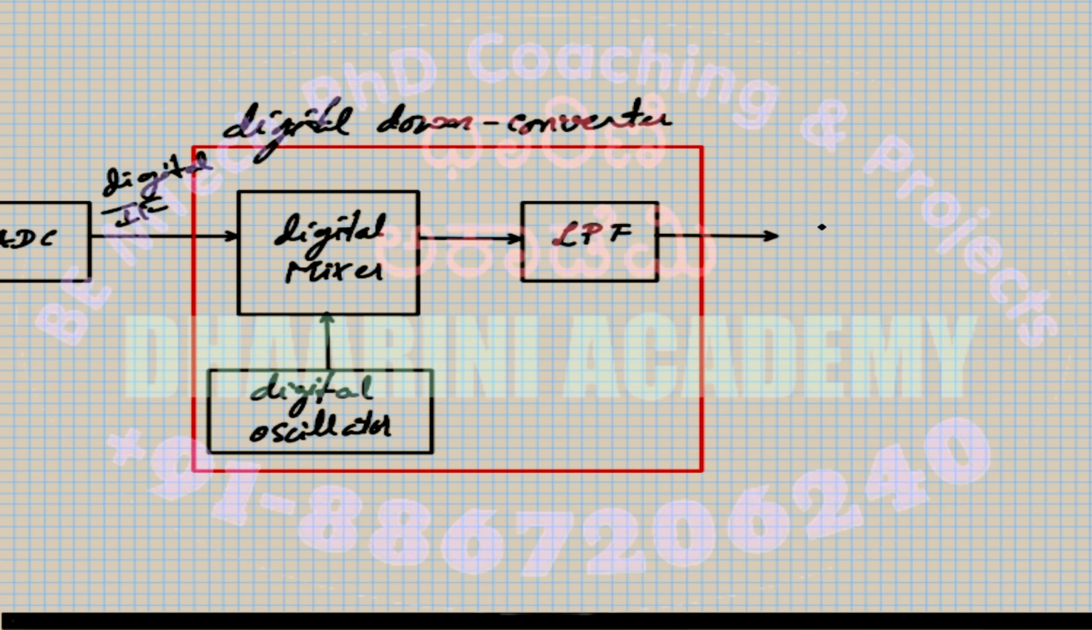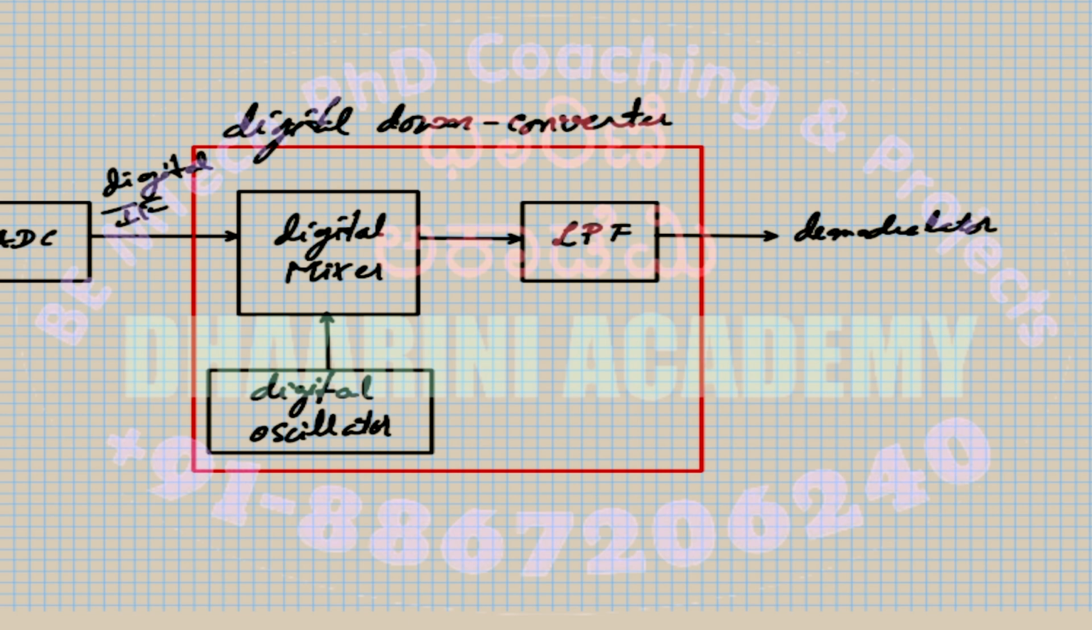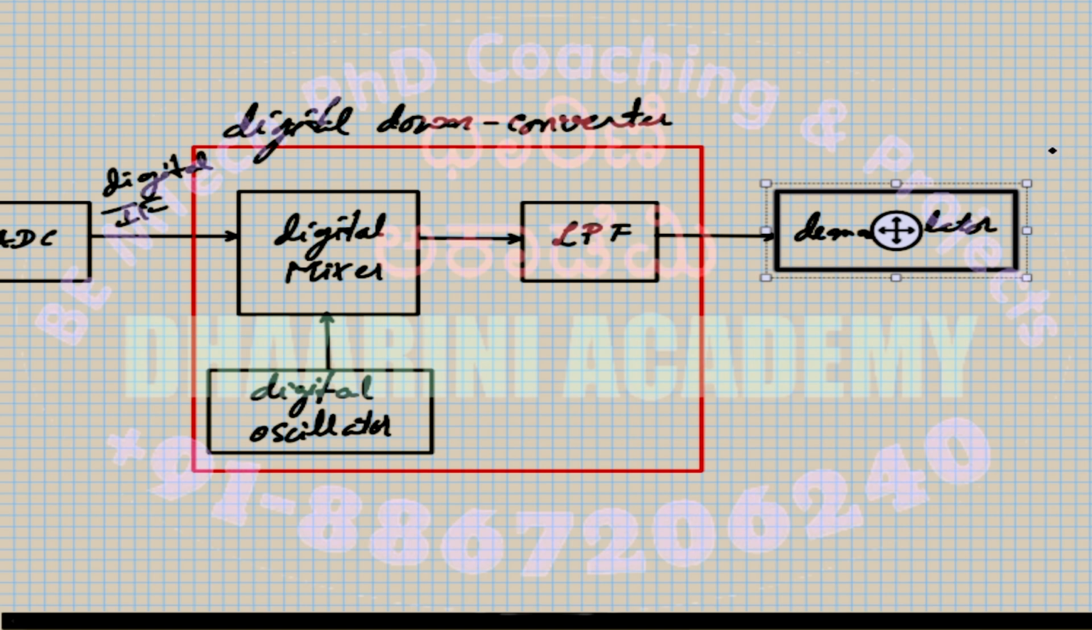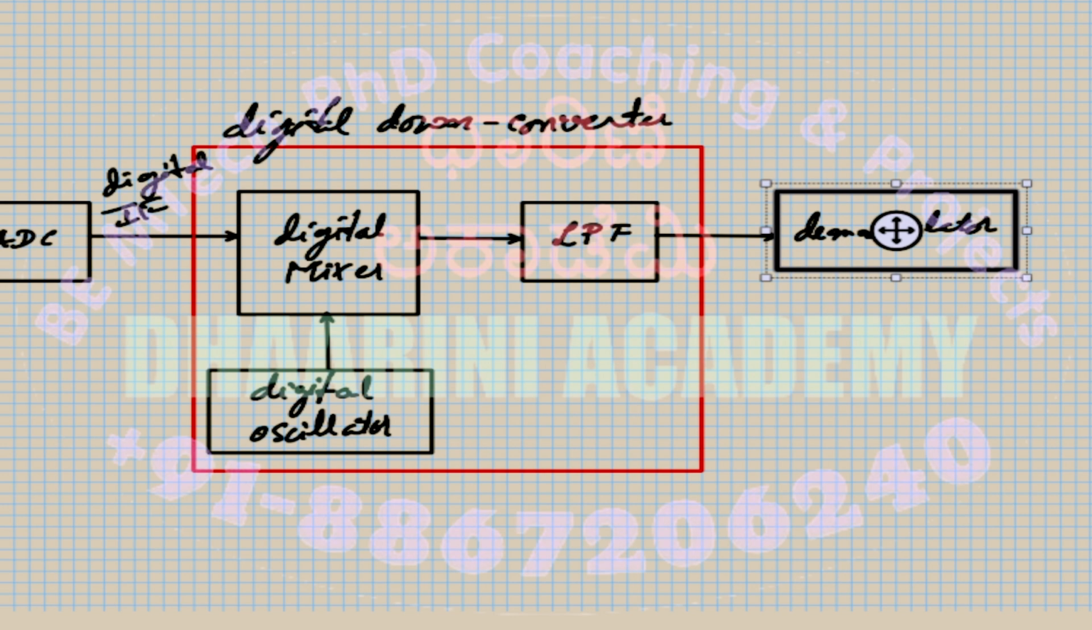All right. So now perform the demodulation using a demodulator. According to what modulation was taken on the transmitter side, you have to do the reverse over here, right? Like if you had chosen PSK, you'll do the PSK demodulation over here, and so on. So this provides you the output.